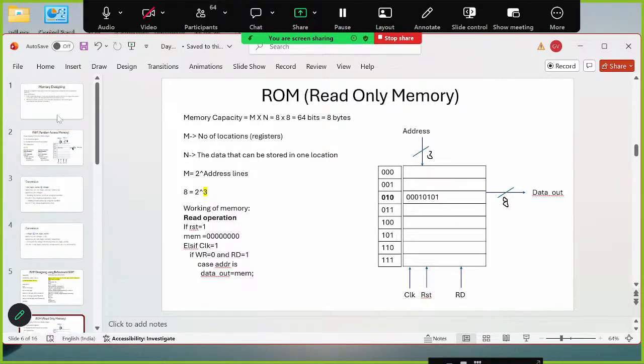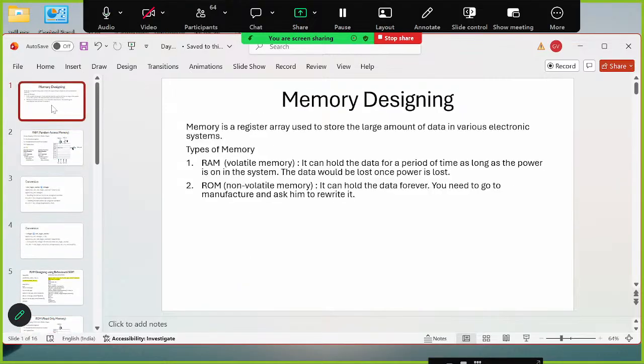So, dear students, this is all about our memory designing process. I have told you basic level memory designing, RAM and ROM. But there are some other high level memory designs also. The RAM we have designed is a single port RAM, but there is a dual port RAM also. Similarly, there is FIFO designing also, which has different applications in other types of electronic systems.